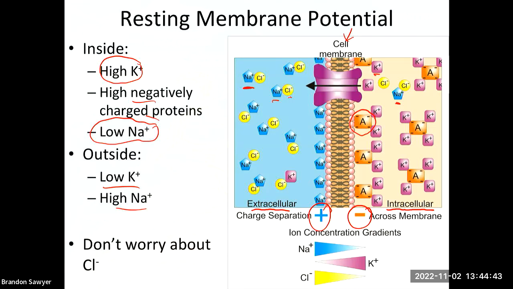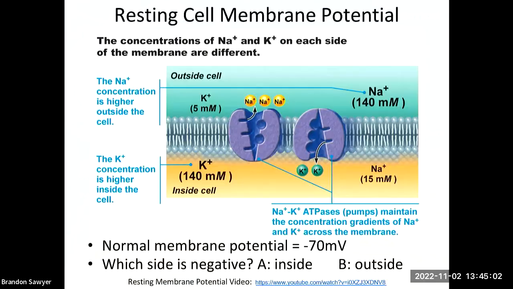One of the reasons why it's mostly negative on the inside of the cell is these guys right here, these negatively charged proteins. So that's reason number one. We have these big negatively charged proteins that are stuck inside of our cells. Those can't move across the membrane, they're too big to do that, so they're just stuck in there. Okay, so that's reason number one. Okay. If we go here, reason number two is shown here.